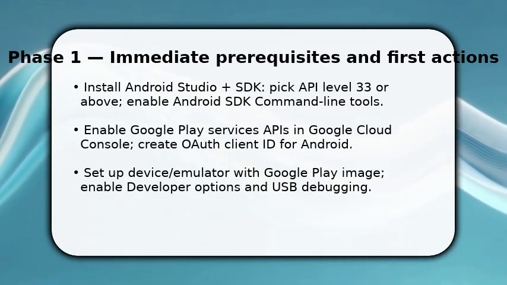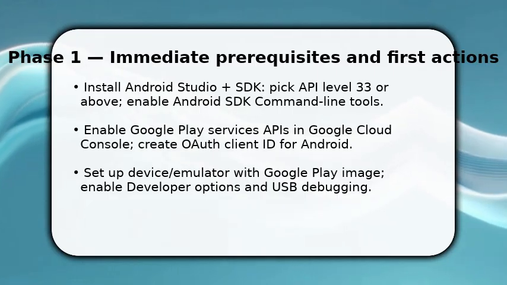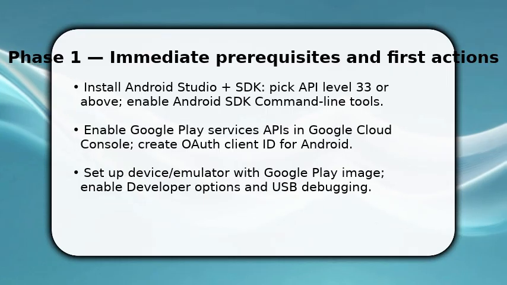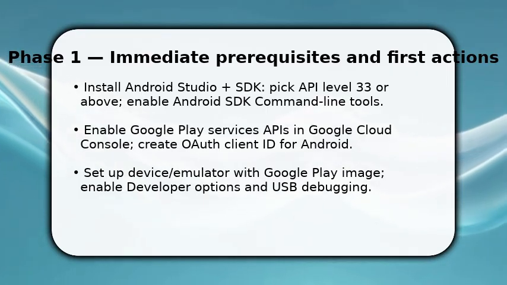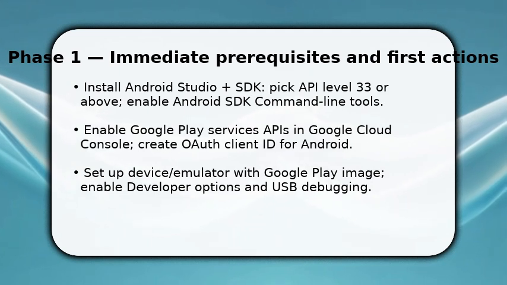Next, create a Google Cloud project and enable the Play Services APIs you need. Then add an OAuth client ID for your app's package and signing certificate. Once done, provision a device or emulator that includes Google Play. Make sure developer options and USB debugging are enabled so you can deploy and test immediately.